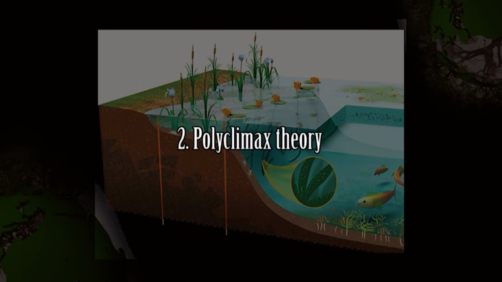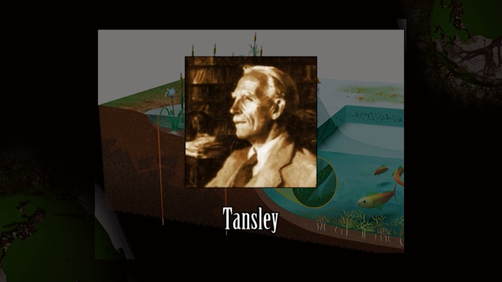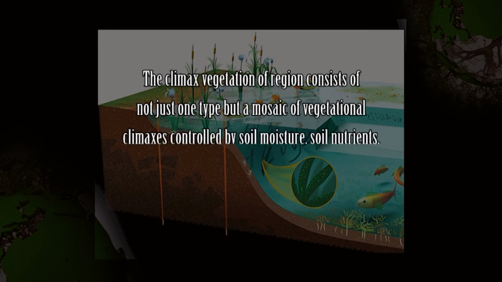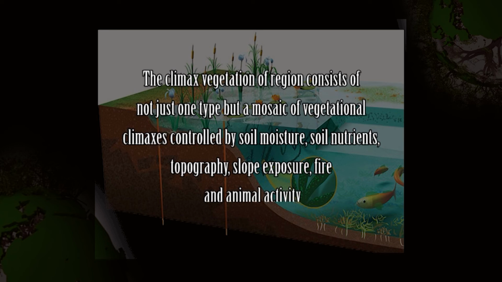Second is Polyclimax theory. This theory was proposed by Tansley. This theory considers that the climax vegetation of a region consists of not just one type but a mosaic of vegetational climaxes controlled by soil moisture, soil nutrients, topography, soil exposure, fire and animal activity. This theory argues that climate is only one of the several characters. As there are several environmental factors, many climax communities are established.